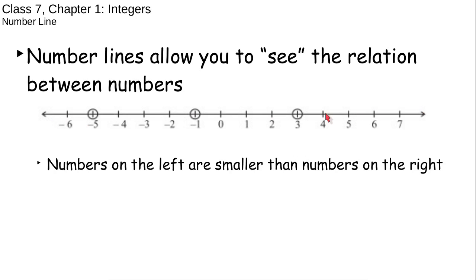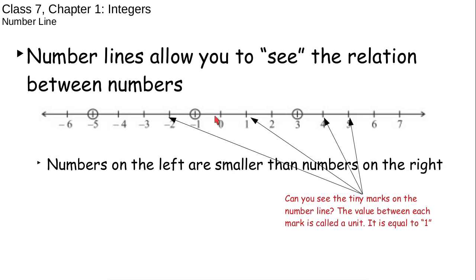Here we have a straight line with arrows on both ends, and there are these markers which have certain digits written right under them. For example, see, this marker has the digit 0, this marker has the digit 1, 2, 3 and so on. This one has the digit -1, this one has the digit -2 and so on. Number lines allow you to see the relationship between numbers. On the number line, numbers on the left side are smaller than numbers on the right side.